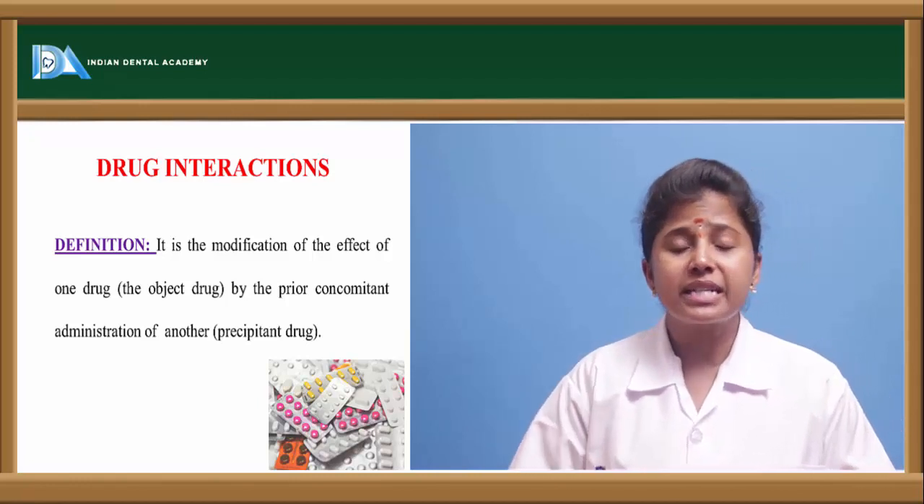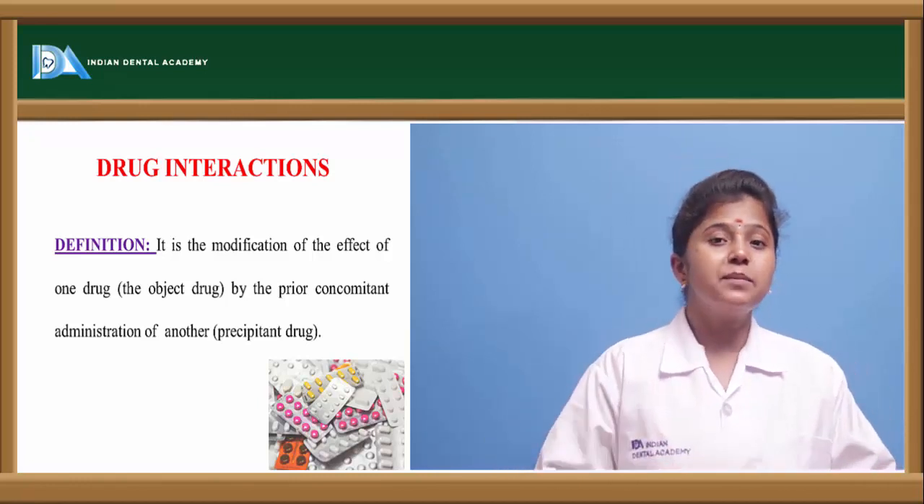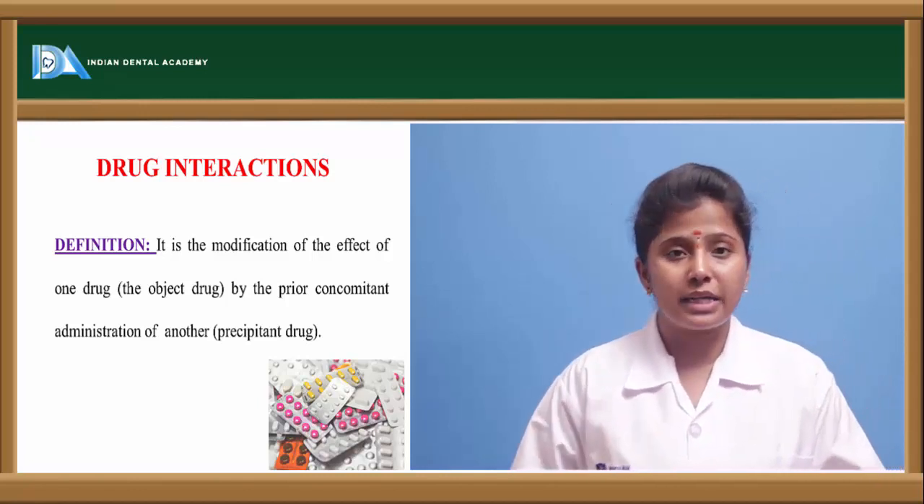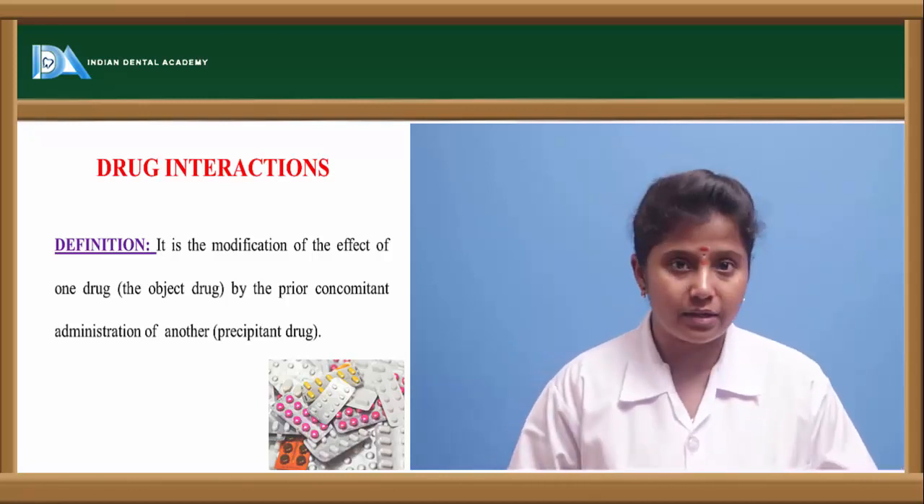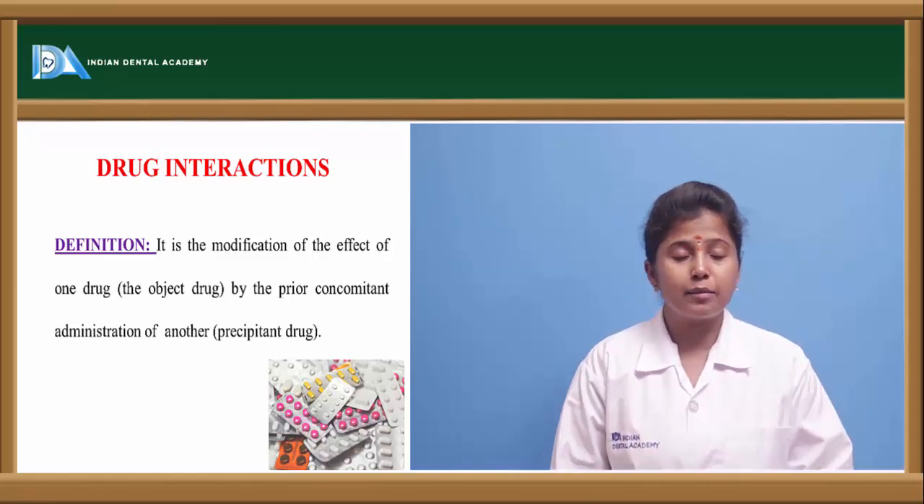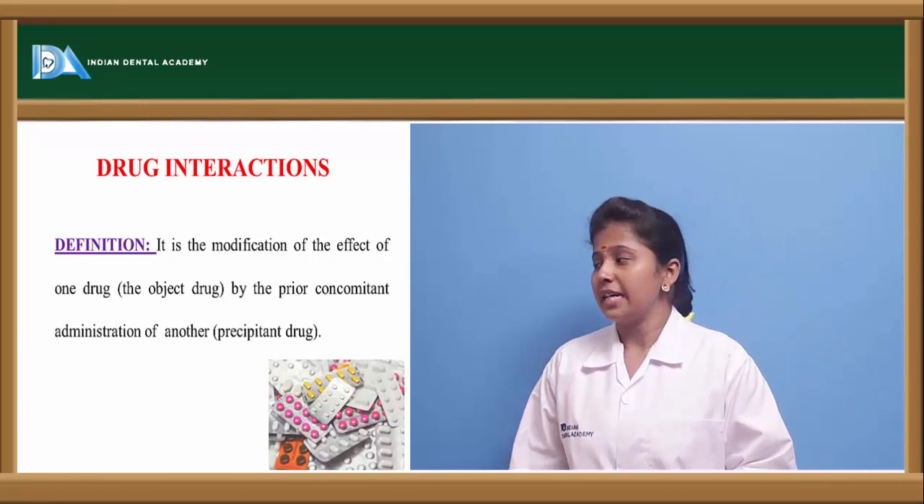Before the drug shows its efficacy, or before the administration of another drug, whatever side effects are shown by the drug apart from its normal effect. If a drug, apart from its biological effect, shows other effects in the body, that is called drug interaction.